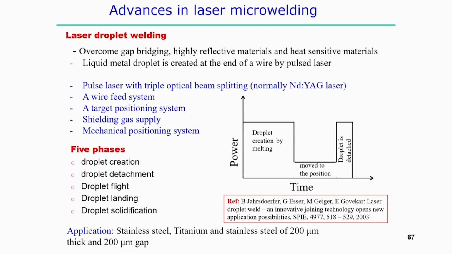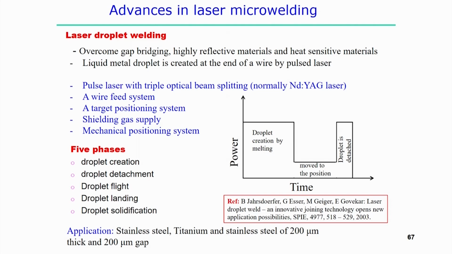And third, it is possible to use high pulse power but over a short duration. That helps the droplet detach from the wire, and it is placed exactly into the exact position of the weld joint. So, that actually helps to create the weld joint in this case.